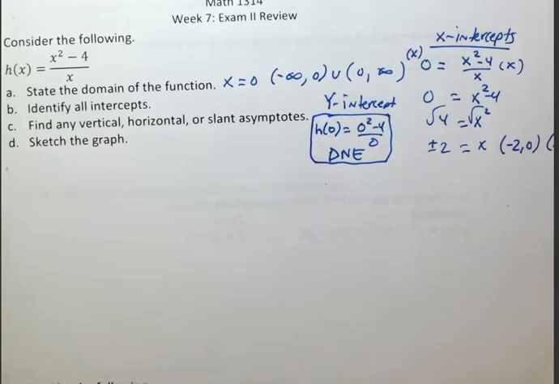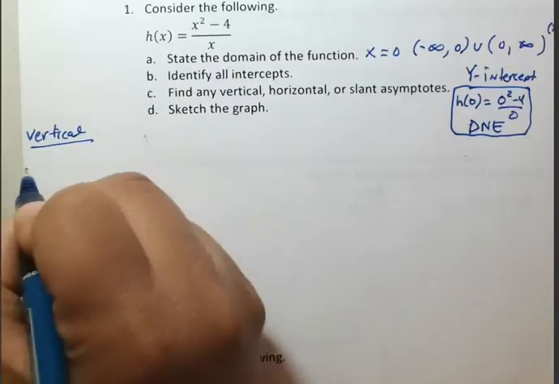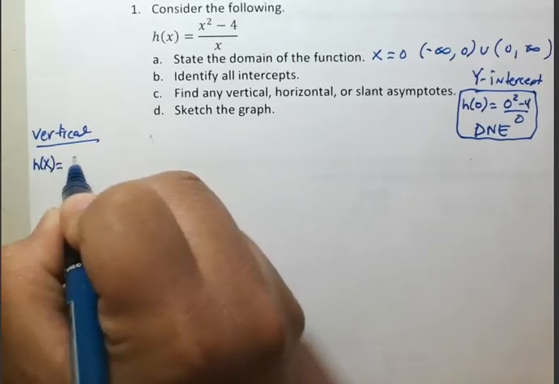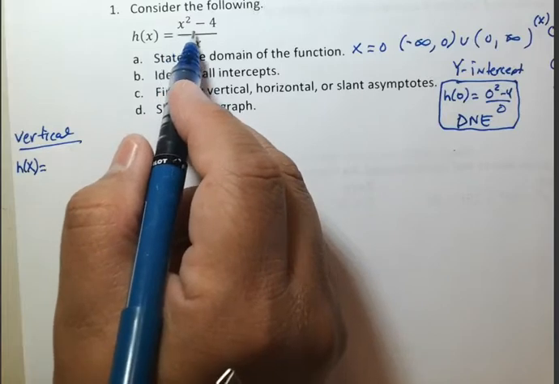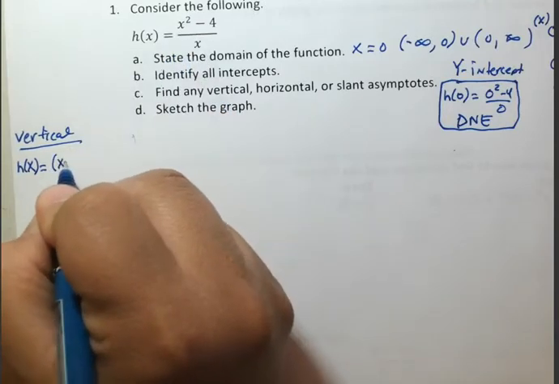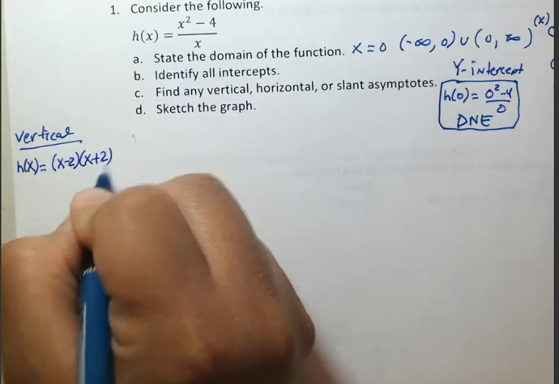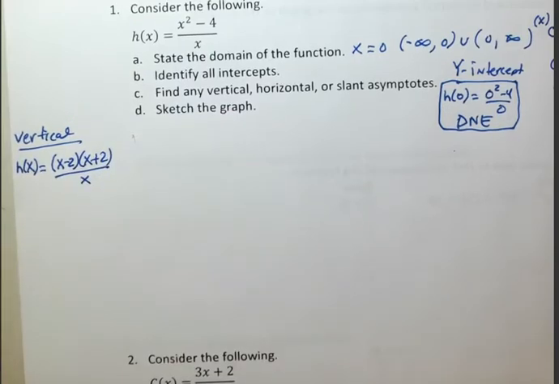The next thing is to find the vertical asymptotes, and the horizontal or slant asymptote. So we'll start with the vertical. For the vertical asymptote, the first step is to factor your numerator and denominator. So x squared minus 4 can be factored as (x minus 2)(x plus 2). The reason you want to factor it is so that if there are common terms, you can cancel them out, and that creates a hole in the graph.